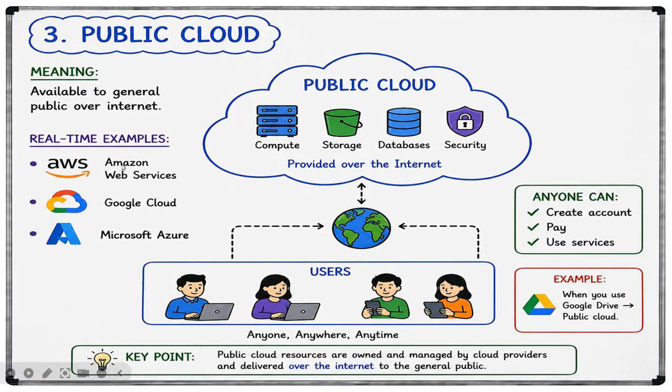Now, some real-time examples are Amazon Web Services, which provides a wide range of cloud services like storage and virtual machines, and it is used by individuals, startups, and large companies. Then comes Google Cloud, which offers computing, storage, and AI services, and it is accessible globally with flexible pricing. Last is Microsoft Azure, which supports application development and deployment, and it is widely used in enterprises and education sectors.